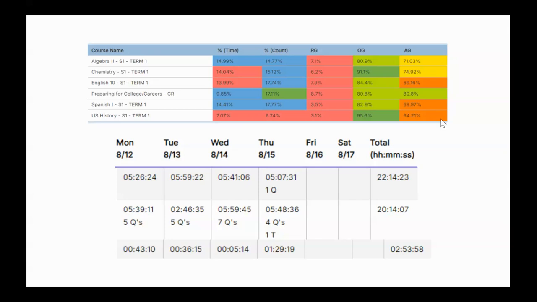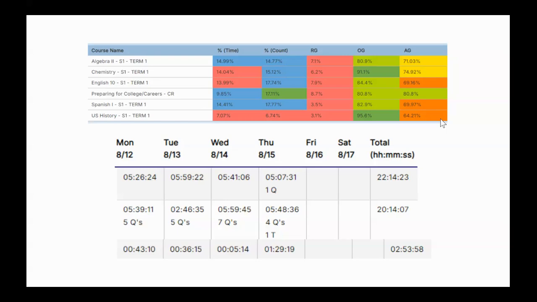When students log in to their accounts, you should be able to see each course represented by a tile. The percent in the lower left corner is going to represent the grade, or the actual grade, at that moment that the student has logged in.